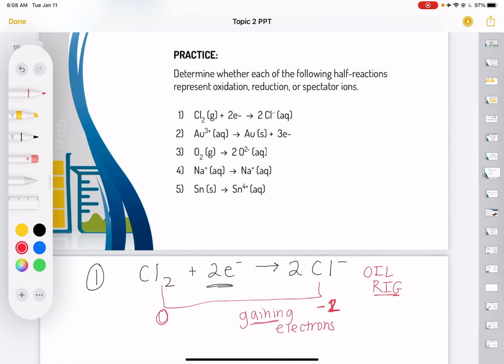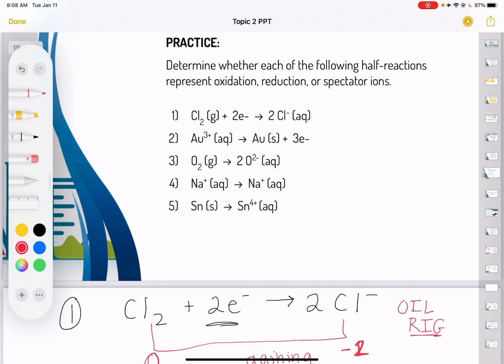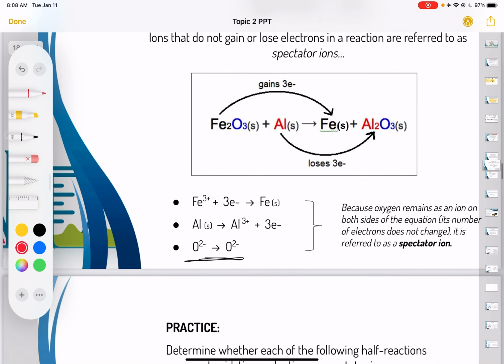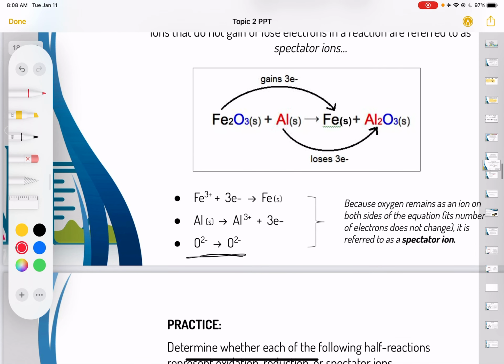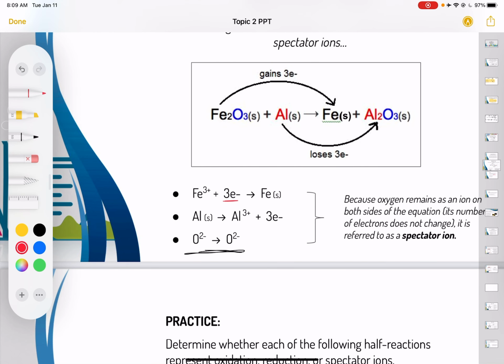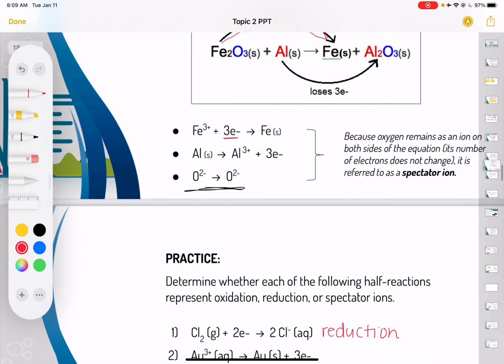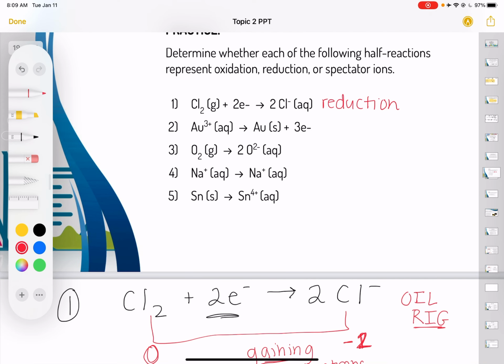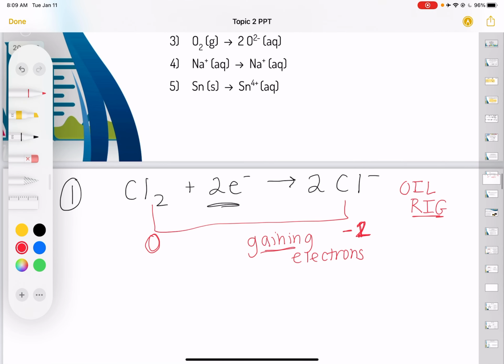Okay, so back here it says determine whether these are oxidation, reduction, or spectator. This one would have to be a reduction, because it's gaining electrons. If we look back, see how we got electrons on this side and it's gaining. So we can always just tell that if we have electrons on the left-hand side, it's gaining, but I wanted to show you another way of how we would actually figure that out instead of just memorizing some trick. Let's try number 2.